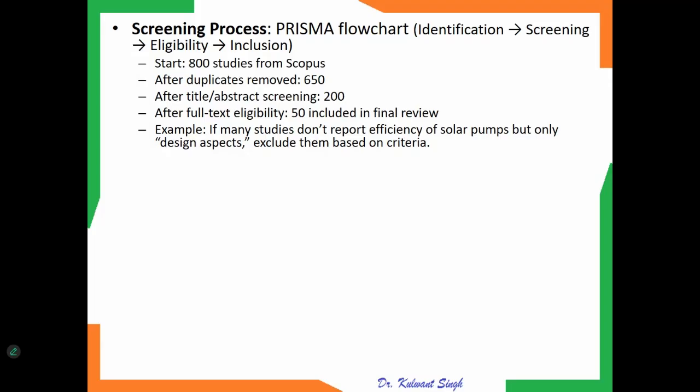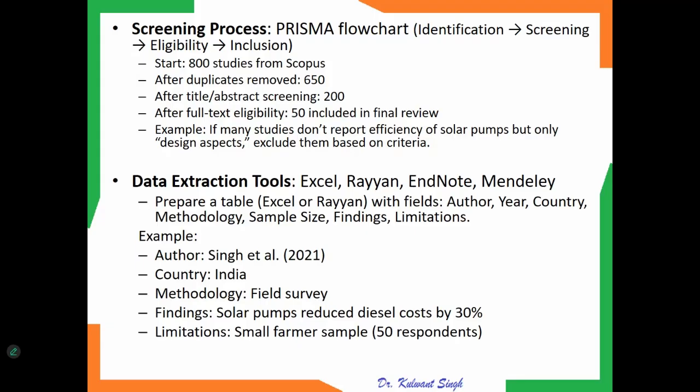After this, the full text papers we have are 50, as per this example. Like this, we will process the screening. And after screening, we go through the complete paper just to check whether this paper is 100% relevant to my SLR or not, and we try to finalize the 50 papers.